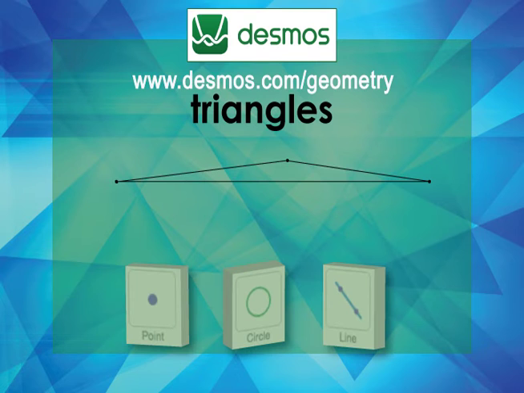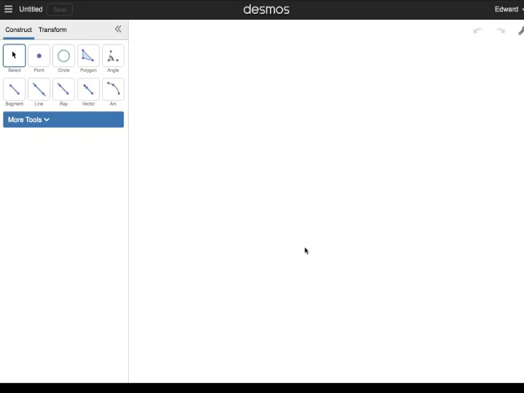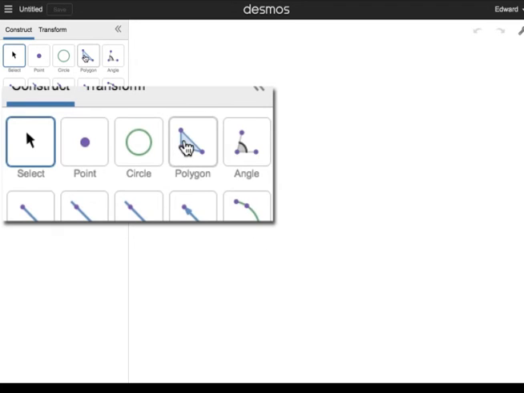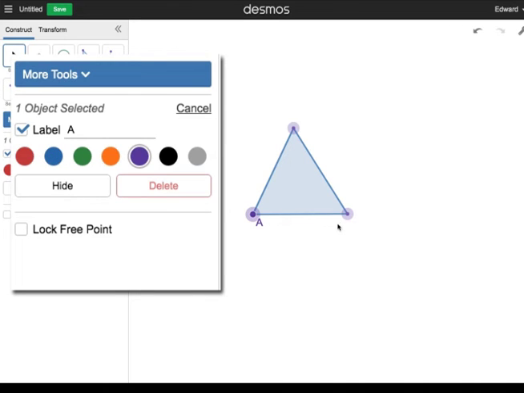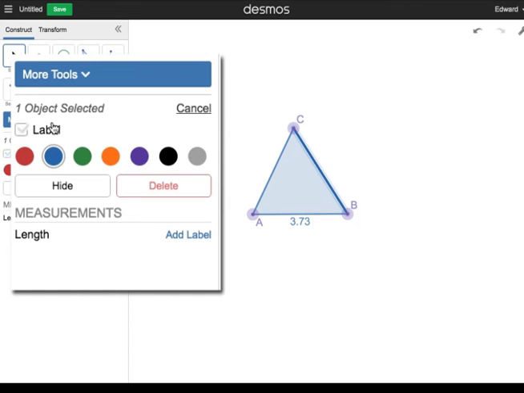Let's use the Desmos geometry tools to construct these different types of triangles. Click on the polygon tool. Click once and move to a different point on the screen. Click again. Move to a third point. Click again. Finally, click on the original point. You should see a triangle. Label the triangle. And measure the side lengths. Try to get your triangle to look like this.